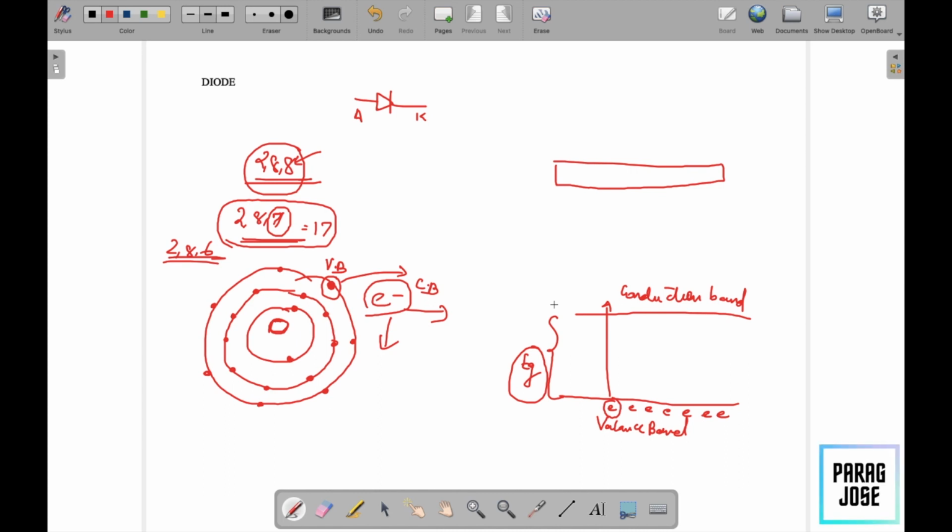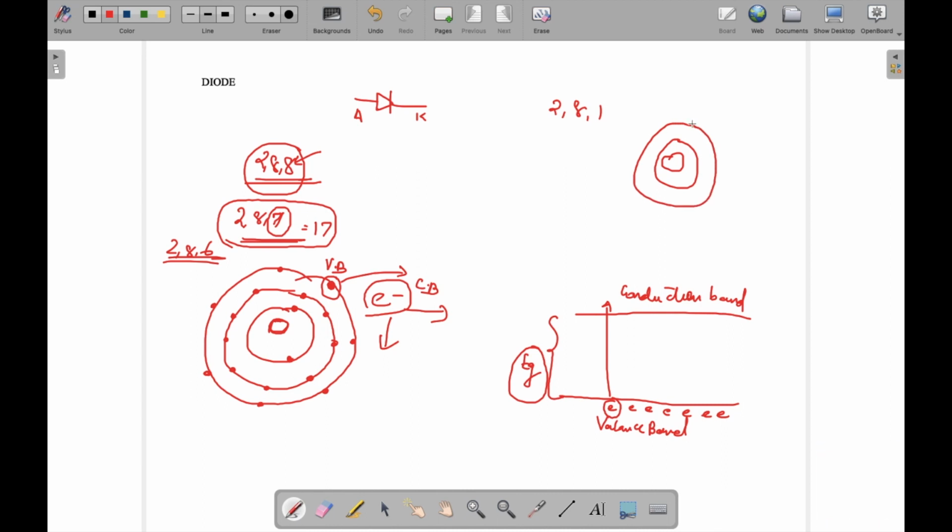But on the contrary, if I have an atom which has an atomic number of 2-8-1, here we can see that the representation will be something like this. Two electrons in the inner orbital, eight electrons in the middle orbital, and one electron in the outer orbital.